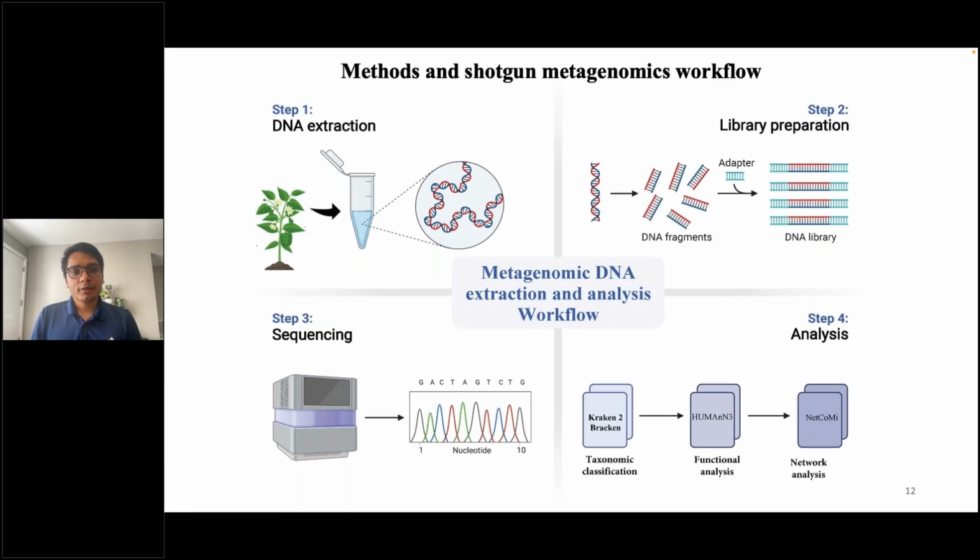So talking about our methods and shotgun metagenomics workflow, we sampled the plants in the beginning, which we call base samples. Those were the samples that we took after inoculation, or the control plants from the greenhouse. Then after the inoculation, we performed sampling twice during the growing season, one in the mid-season, which is 60 days after transplanting, and another at the end of the season, which is around 90 days after transplanting.